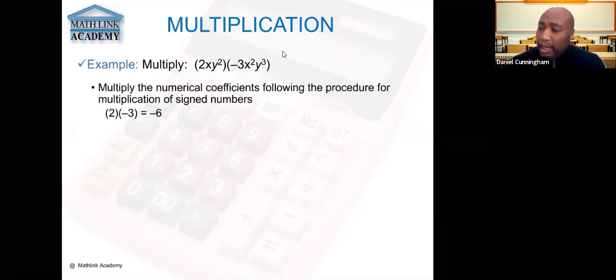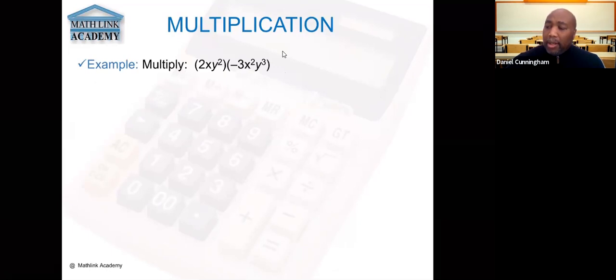So this is basically saying multiplying two expressions. Now, we do not have a dot in the middle or an X. It's broken down into two parentheses. So we have 2xy squared. That's one expression. And in between it, we're multiplying it to negative 3x squared y cubed. Again, it's not adding. If it was adding, we'll have a plus between the two expressions. In this case, we're multiplying. So know how multiplication looks.